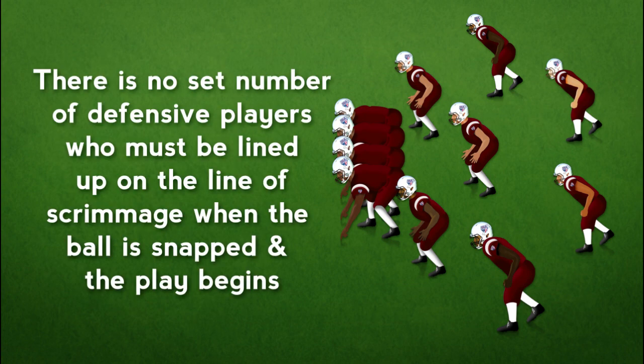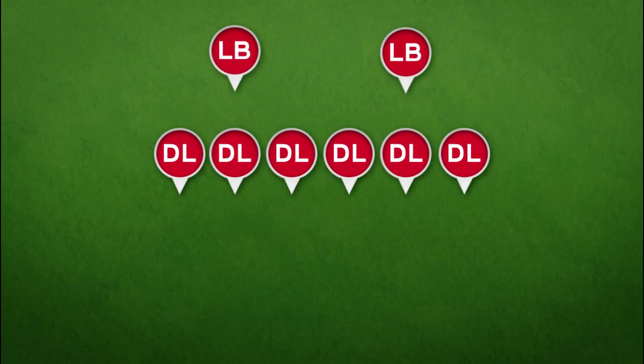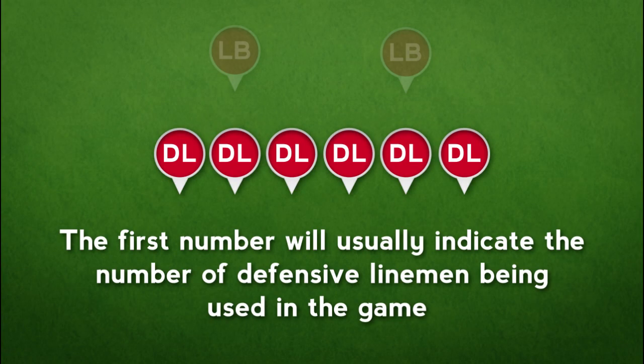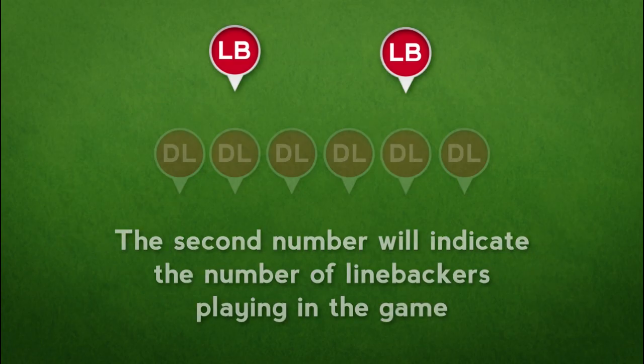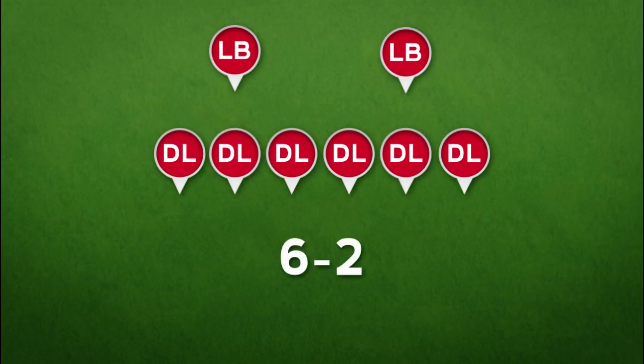There is no set number of defensive players who must be lined up on the line of scrimmage when the ball is snapped and the play begins. In identifying a defense, the first number will usually indicate the number of defensive linemen being used in the game, and the second number will indicate the number of linebackers playing in the game. Example: 6-2 equals 6 defensive linemen and 2 linebackers.